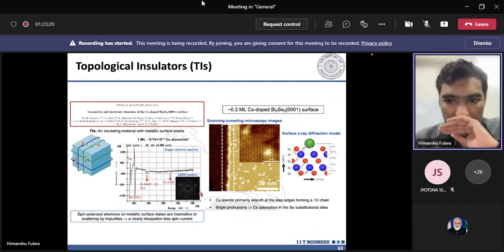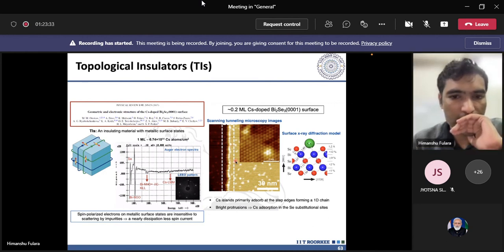So I think I am at the end of this class. Here I am just showing how you can probe the atoms. This is the work I did when I was at the Max Planck Institute in Germany in 2015, and this work was published in 2017.